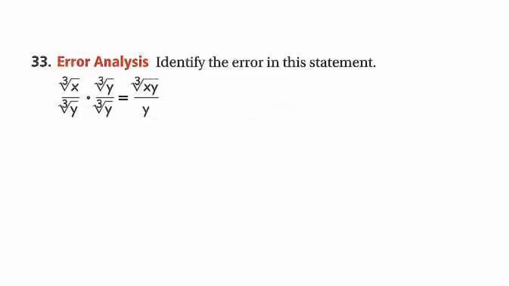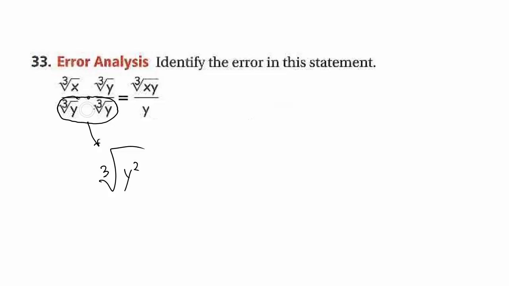For number 33, we're asked to find the error in this statement. Well, let's see if there's a problem in the first one. The numerator seems good. If you have two cube roots that are multiplied, you can put them all under one cube root, so that seems just fine. Now, let's look at the denominator. Just like we put both of these things underneath the same index, we should have done that here. So cube root, and there's 2y, so that should be y squared. Aha, so here's the issue.